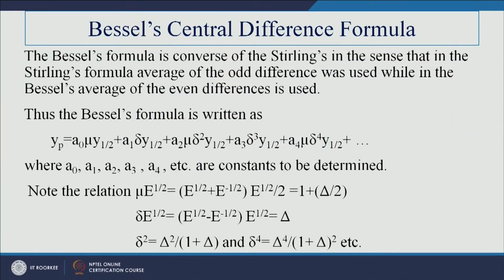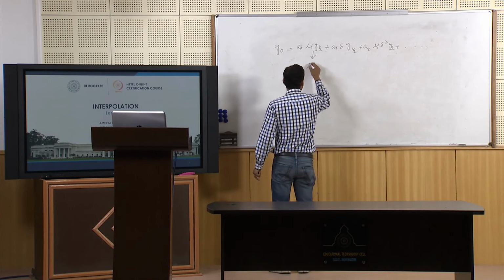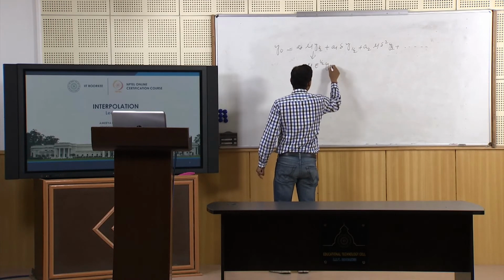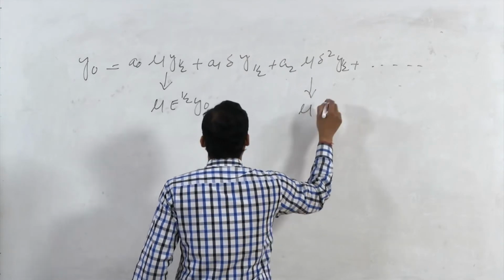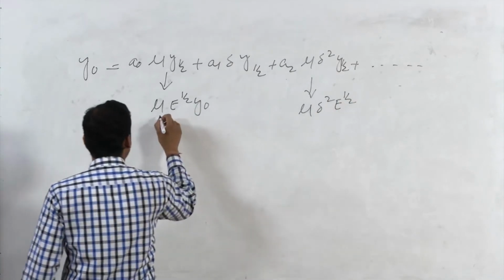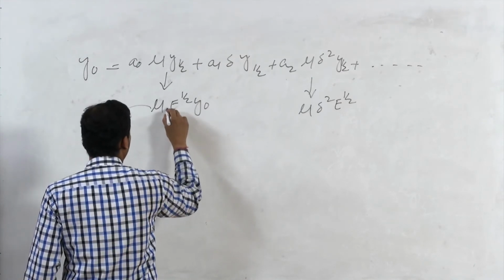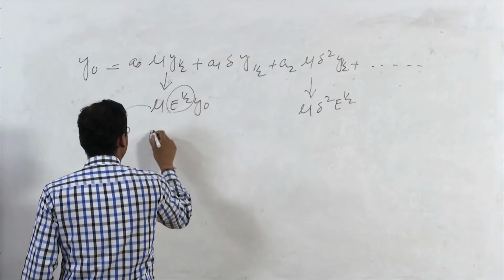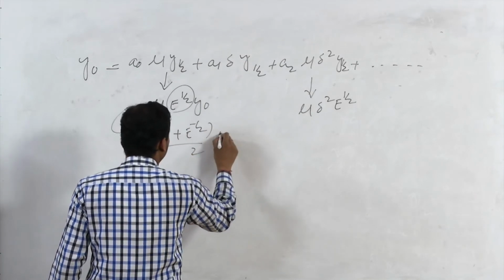So, if we want to expand this one, we have to keep in mind these average operators like mu e of half. This term here we can write as mu e of half of y0, and this term can also be written as mu delta square of e of half here. So, if we want to expand this term, since we are operating the mu operator on e to the power half, we can write this as e to the power half plus e to the power minus half by 2 into e to the power half here.